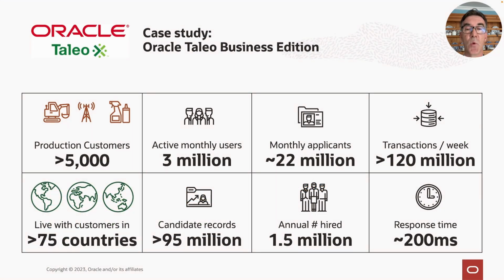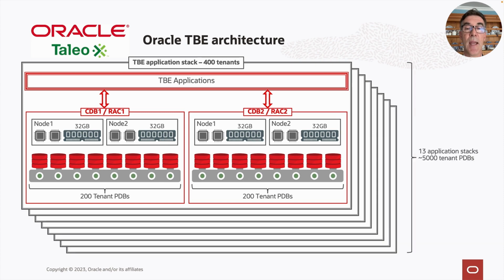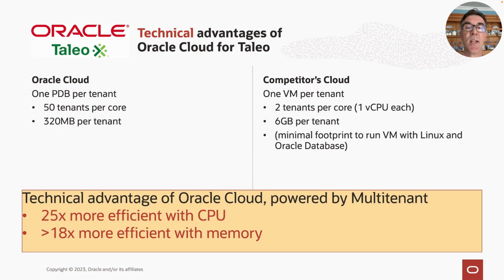Taleo Business Edition, or TBE, is a very successful SaaS application in the HCM space. With over 5,000 customers distributed globally, TBE was one of Oracle's first SaaS apps to upgrade to Oracle Multitenant. Briefly, in TBE, we consolidate about 200 tenant PDBs per CDB. Each CDB runs on a 2-node rack, with 2 cores and 32 gigabytes of RAM per node. To net these numbers out, each tenant requires only 320 megabytes of RAM. We have 50 tenants per core.